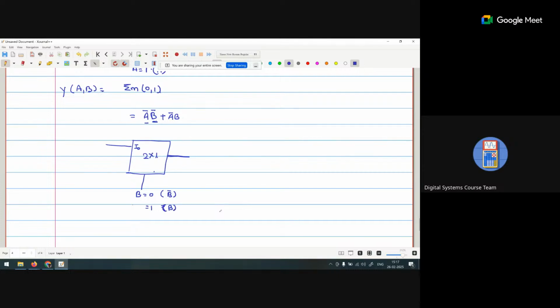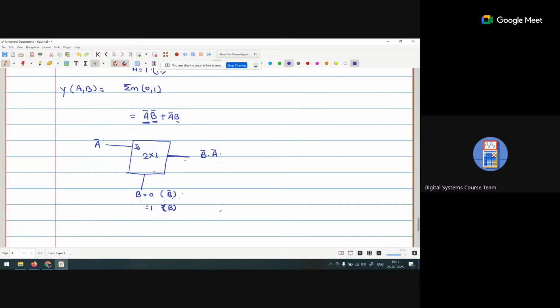Now when B bar is selected from the select line, we require the input that will be obtained as the output. So when B is 0, B bar is selected, and B bar is already there. When B is 0, I0 is selected, so A bar will be considered here. So when B is 0, it becomes B bar multiplied with the input in the equation.